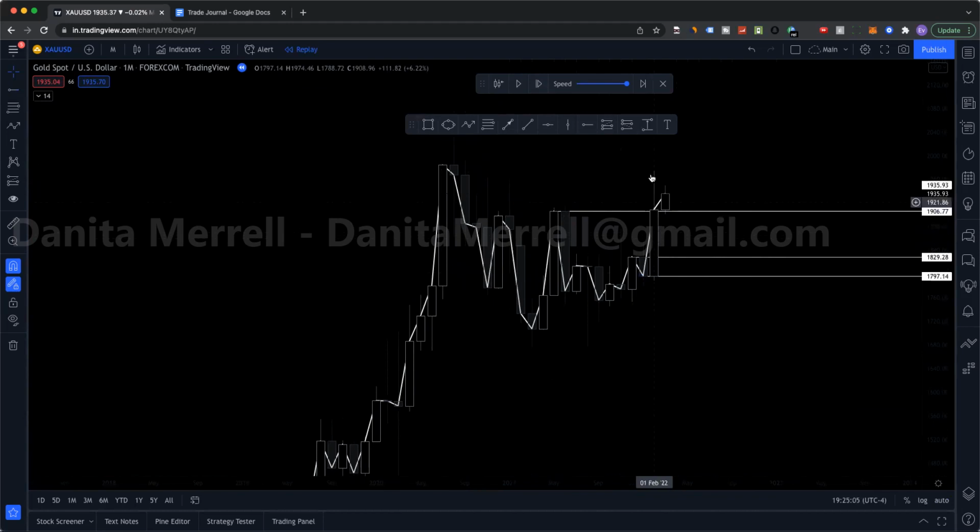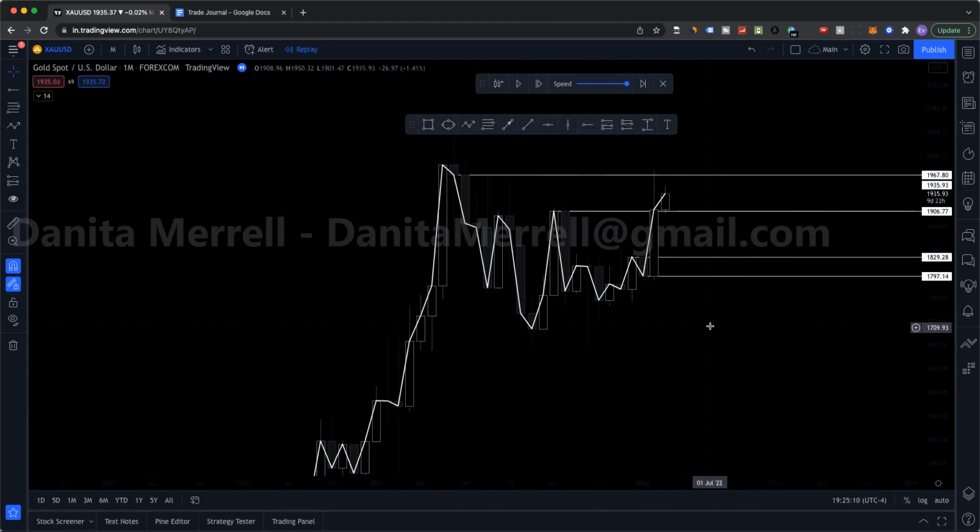Okay, price breaks through it. We can see the candle closure above it. Where's our next area? Right here. Okay, and we can see how price taps into it there. So what I'm doing right now is proving that price moves on support and resistance.